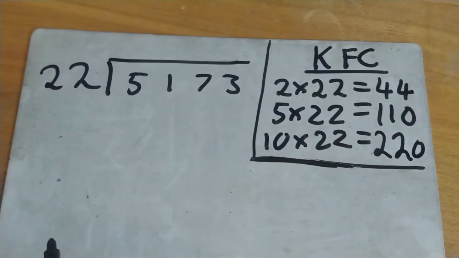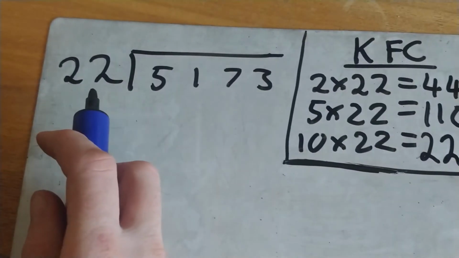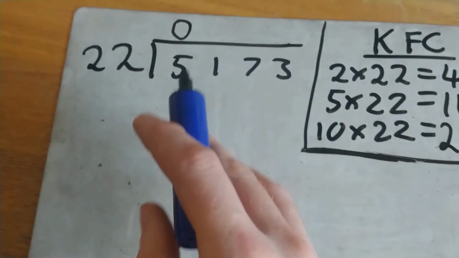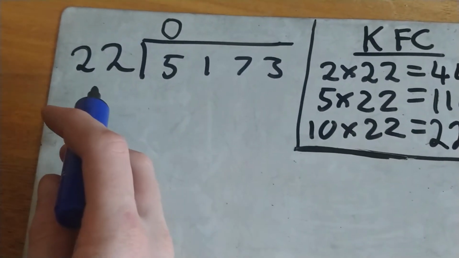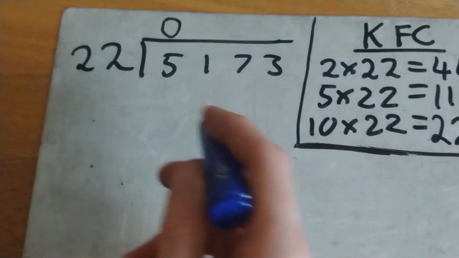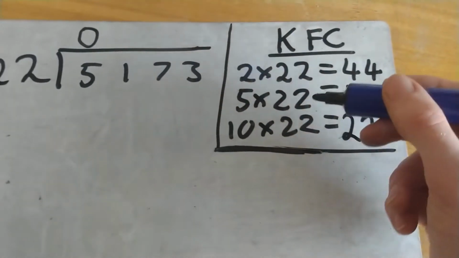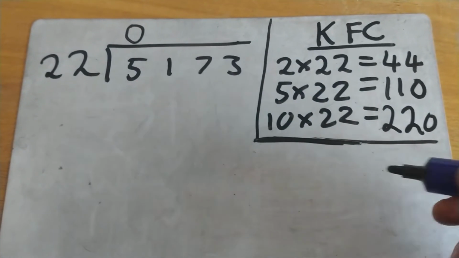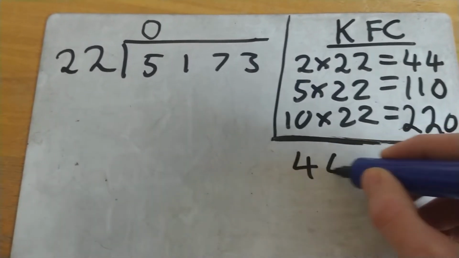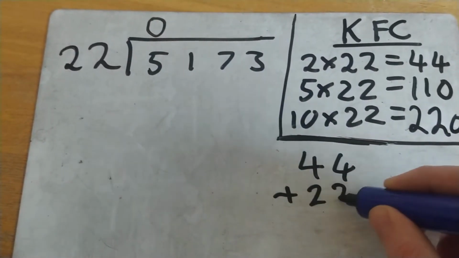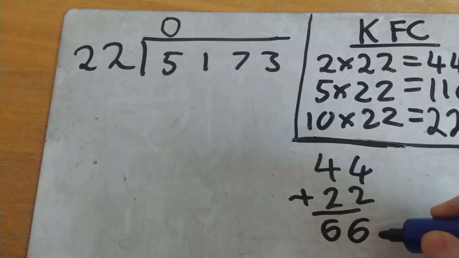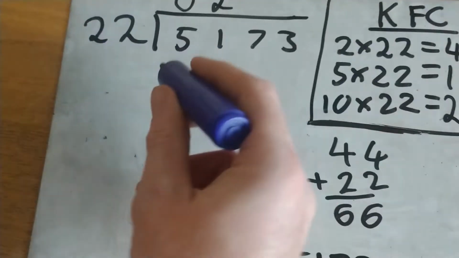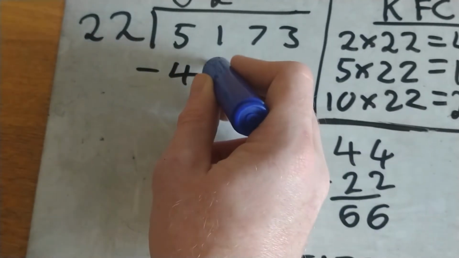So first question I'm asking myself is, how many 22s go into 5? And I know that I cannot fit 22 into 5. So next I need to ask myself, how many 22s go into 51? If I have a look at my KFC chart here, I know that 2 times 22 is 44. However, I'm just going to check if 3 times 22 can fit in. So, if I add another 22 on, I'll find out that 3 times 22 is 66, which is too big. So I am going to use 2 lots and take that away. So I'm taking away the 44.